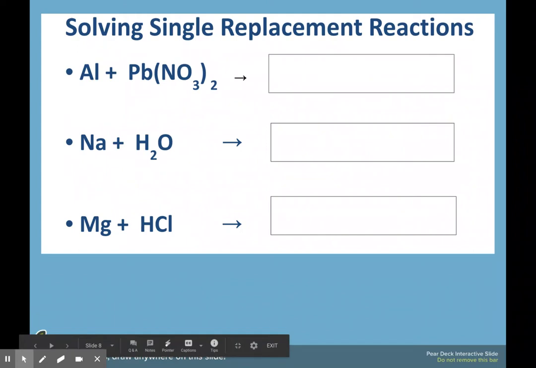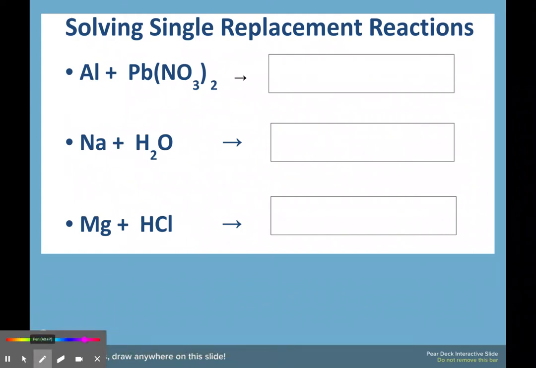So let's try a couple of these. First of all, we have aluminum. Aluminum, if you were to look on the periodic table, forms a +3 charge. So we know it's going to swap places with the positive ion in our compound.